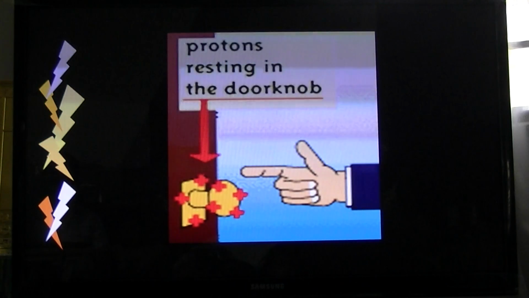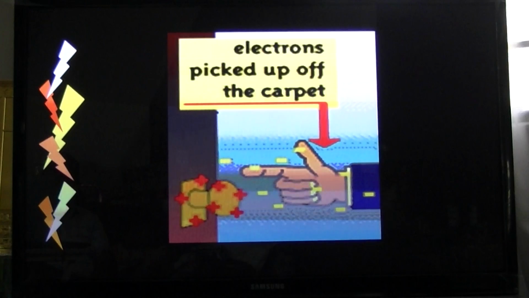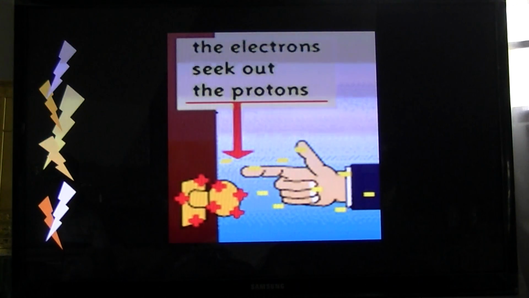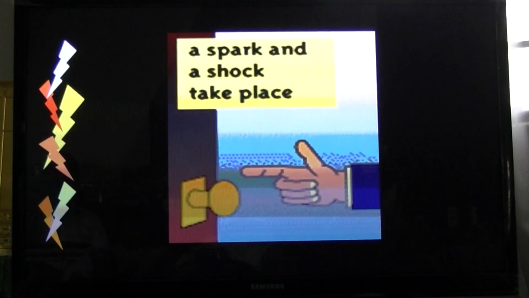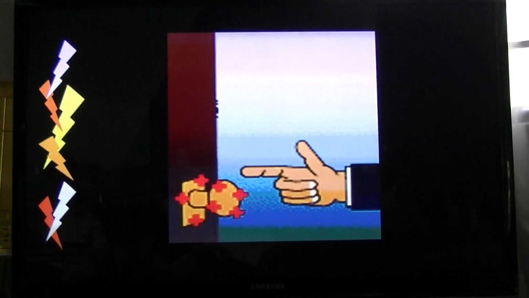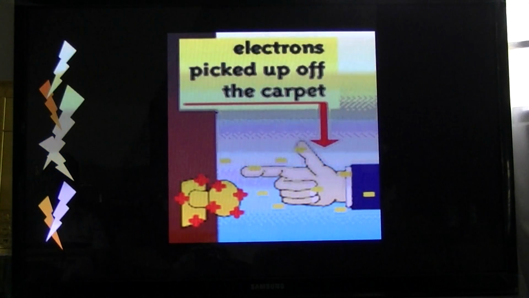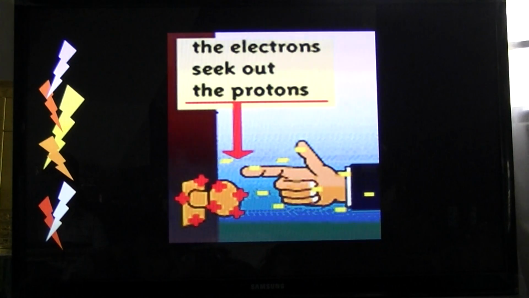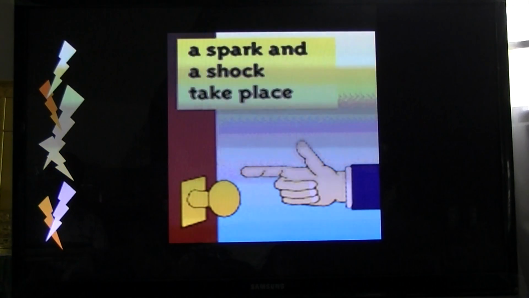You remember this one? You remember this experiment? When you walk on a carpet and you create static electricity, you're generating it, and when you go to touch a door handle, you get zapped. This is what happens: protons resting in the door handle, and the electrons from your hand get transferred, and you go zap, because positive and negative attract.